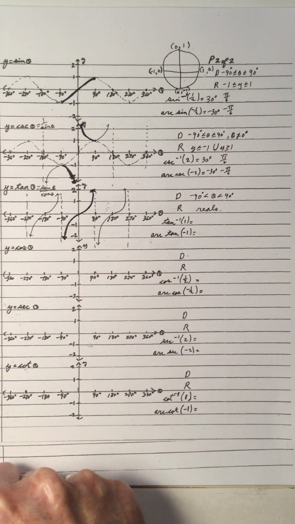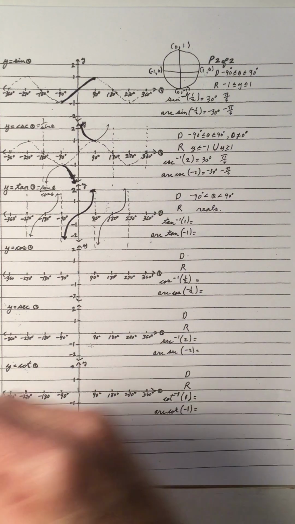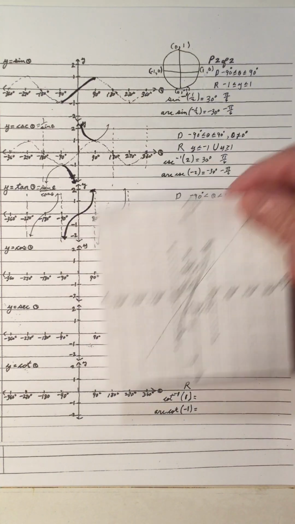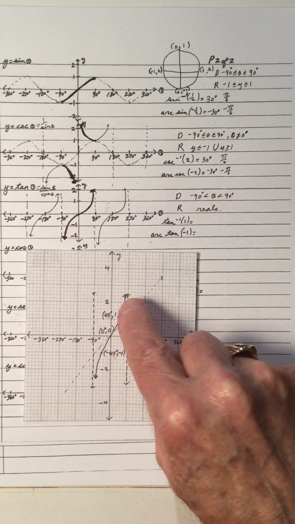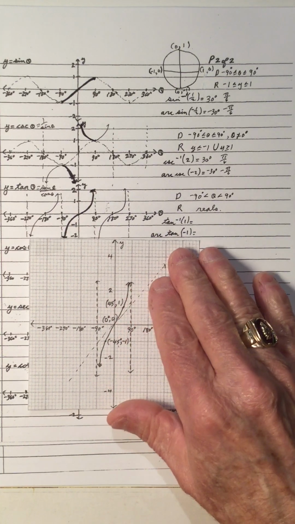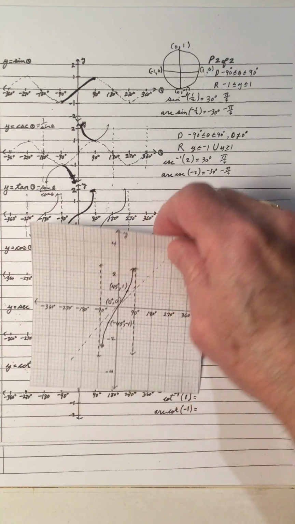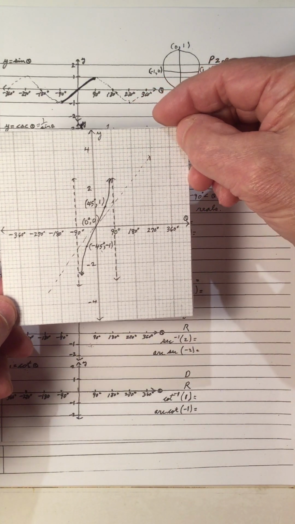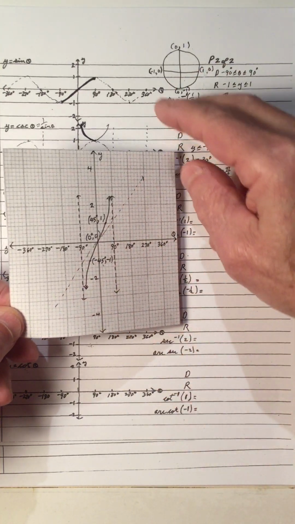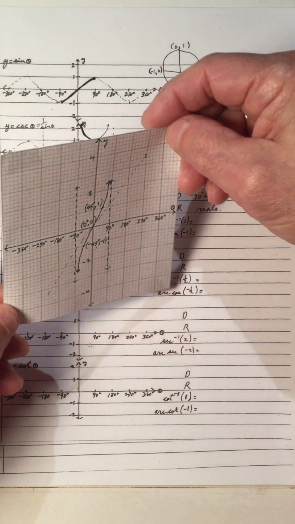Okay, now we have to look at the inverse of that. So here we go. There's the graph right here that I restricted. There it is. So I'm going to pick it up and do its inverse by reflecting in this line going through here. Here we go. Turn it over. Watch.